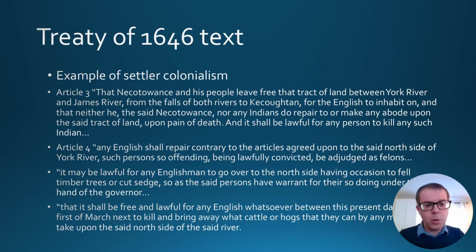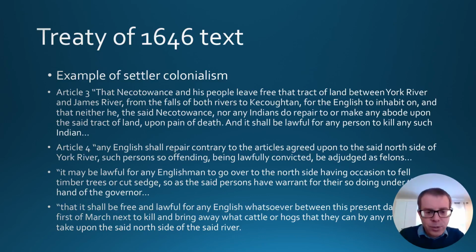And it's important to look into this treaty because it actually explains very clearly how sort of English settler colonialism works. So if we look at Article 3 here, it says that Necotowance and his people leave free that tract of land between the York River and the James River, from the falls of both rivers to Kecoughtan, for the English to inhabit on. So it's establishing a specific spot for the English to take from the Powhatan Confederacy.